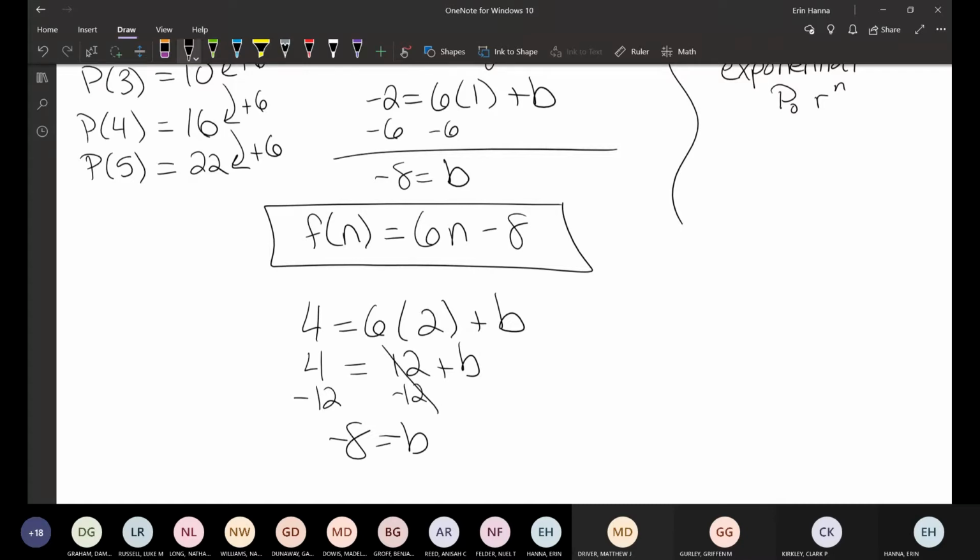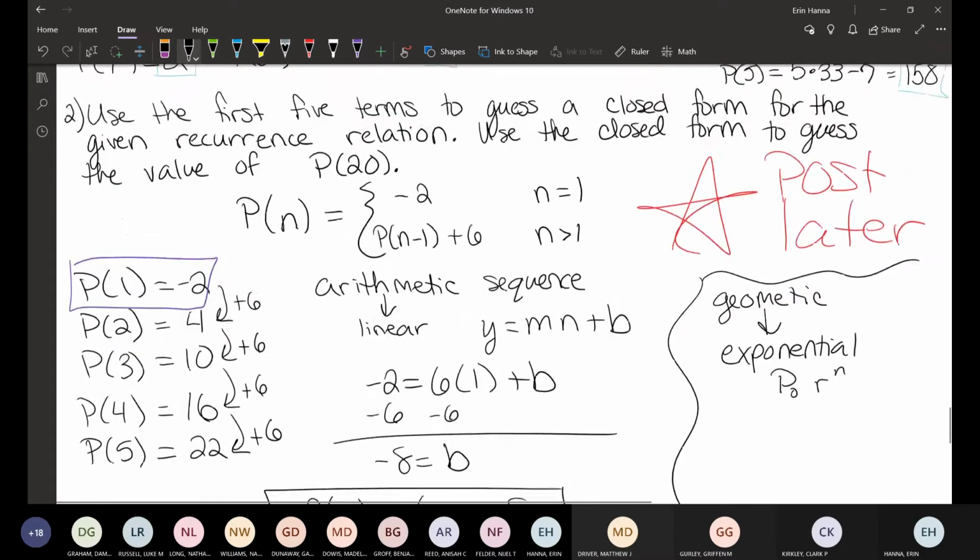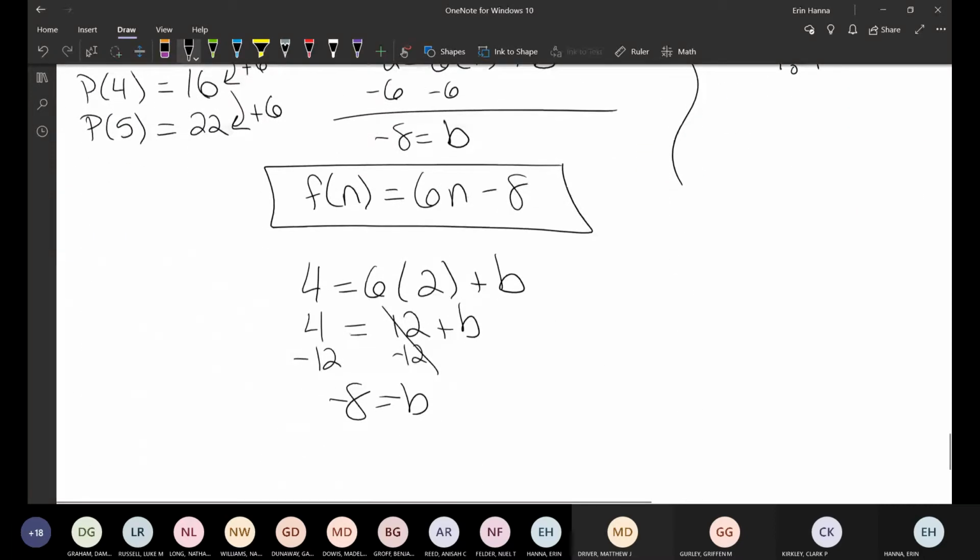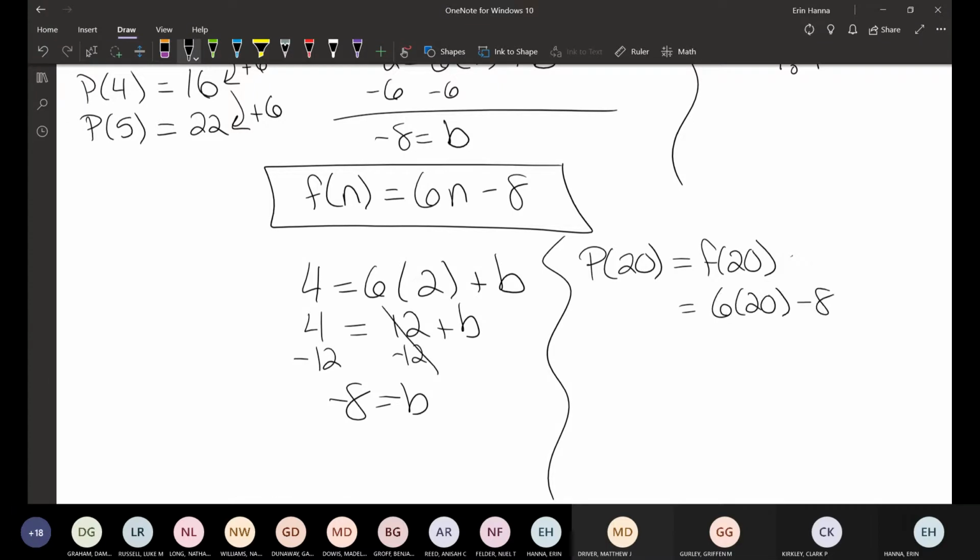Actually, I'm not done with this question, am I? We were also asked to find the 20th term. Oh, I'm going to regret that. We're going to take a guess at P of 20, because we should be able to say that it would be equivalent to F of 20. So 6 times 20 minus 8. 120 minus 8 is 112. Ooh, give me a sticker for the day I did it.